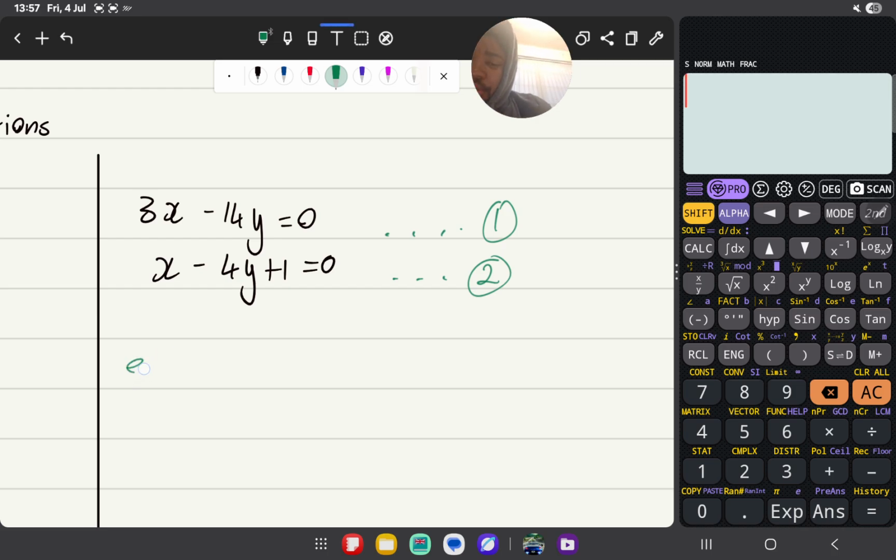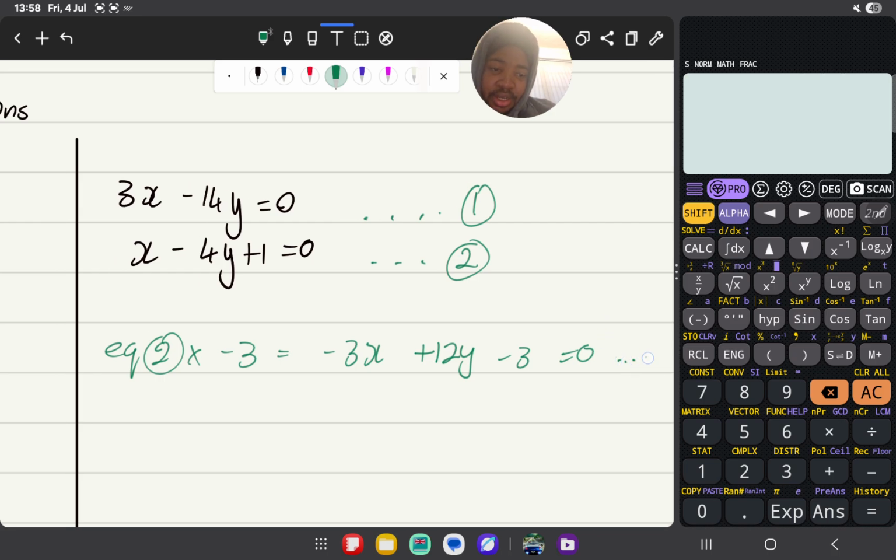Equation 2 multiplied by negative 3 equals minus 3x plus 12y minus 3 equals 0. Let me see. Minus 3 and x, that is minus 3x. This is plus 12y, that is minus 3. So now this right here, this is equation 3.